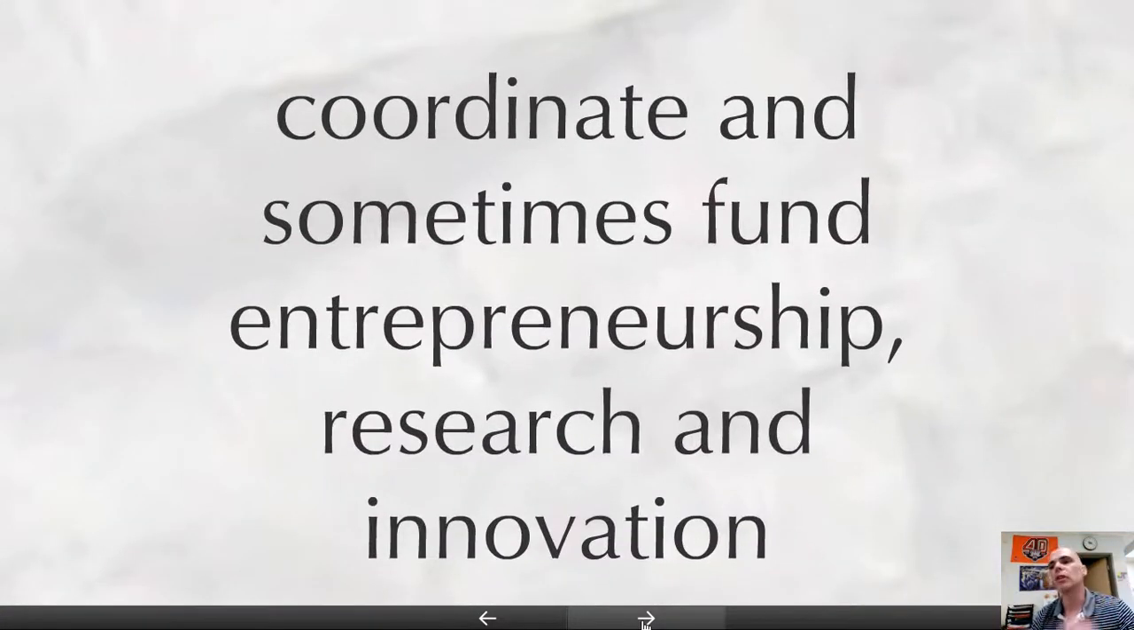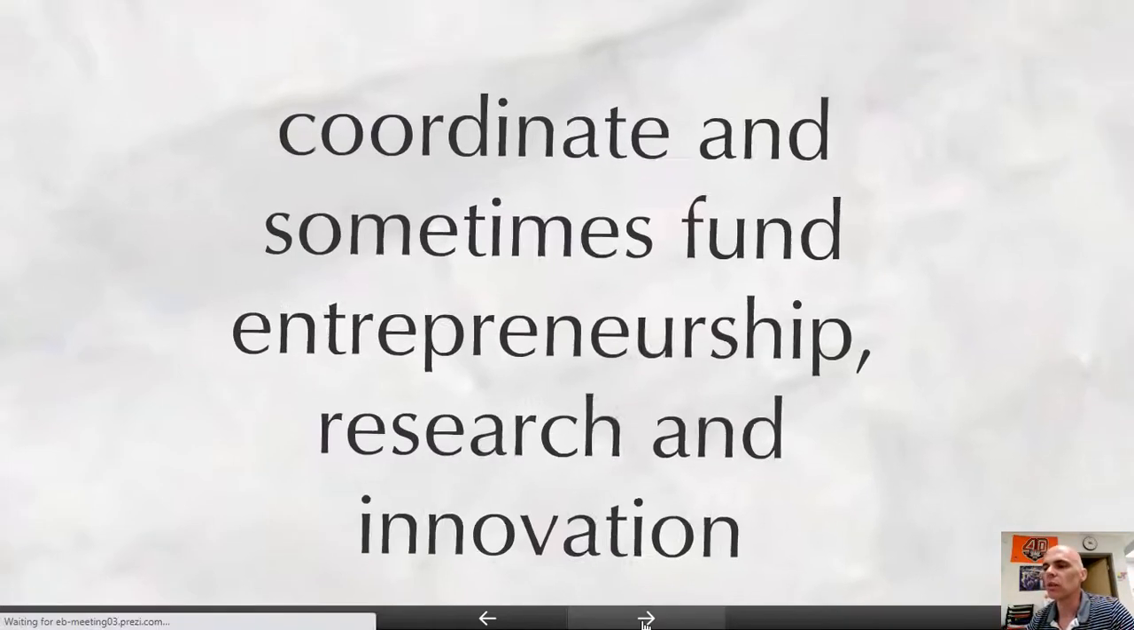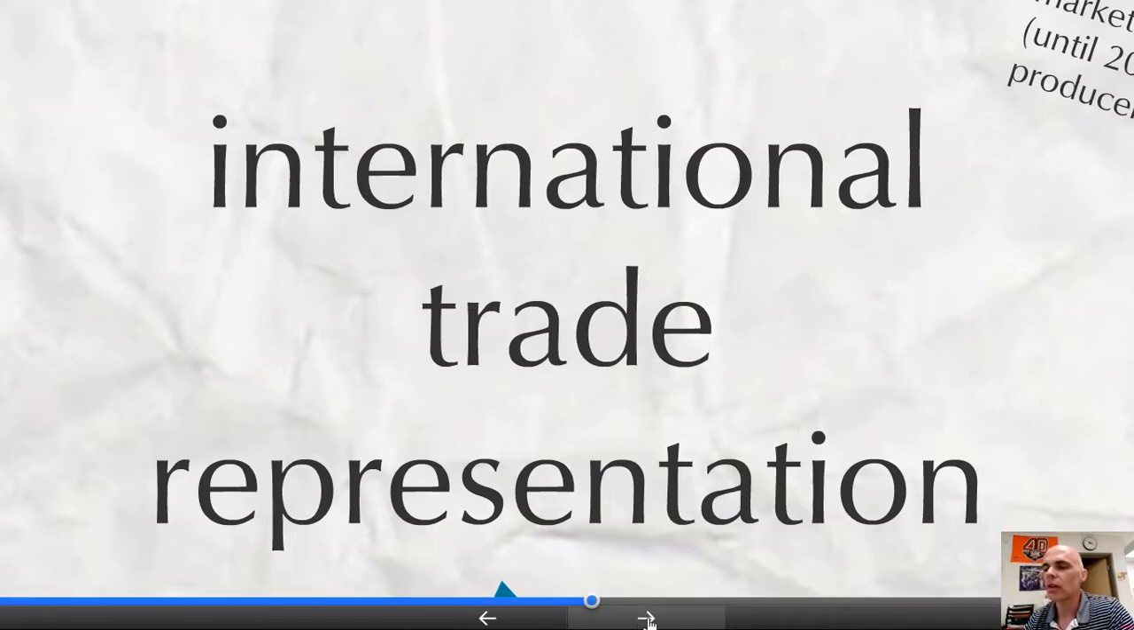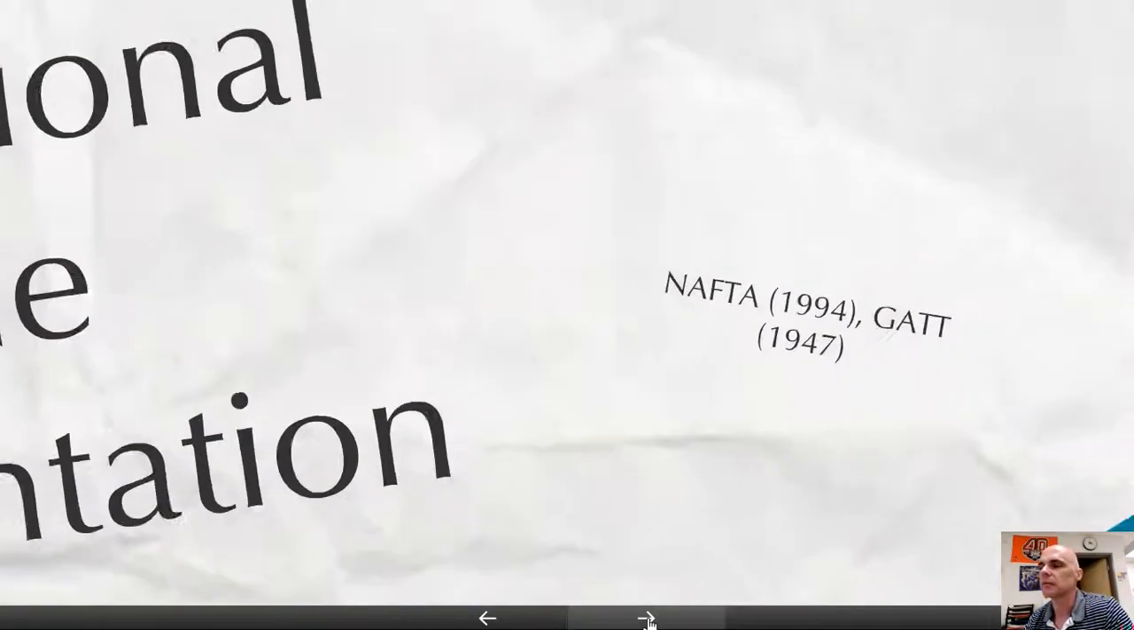What else could the government do in the economy? They could coordinate, sometimes even fund entrepreneurship, research, and innovation so that Canada can be on the cutting edge of the 21st century global economy. Canada's government also is our international brand representative or ambassador, that when our government travels to countries like India and China, they represent us. And as they travel there, they can often create export opportunities for our corporations if they represent us in a way that attracts business.